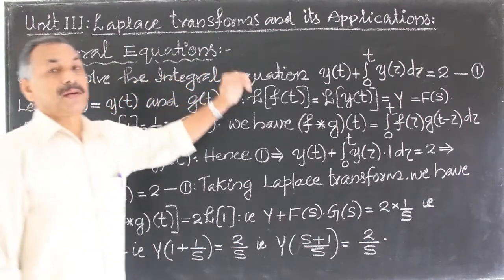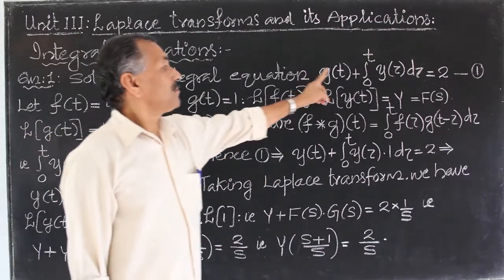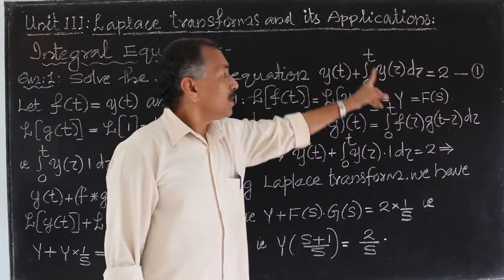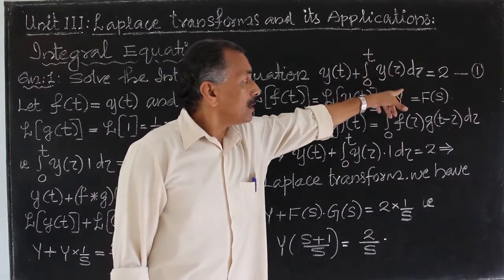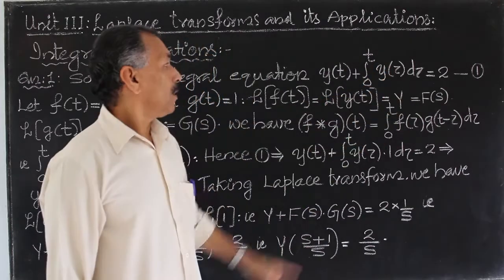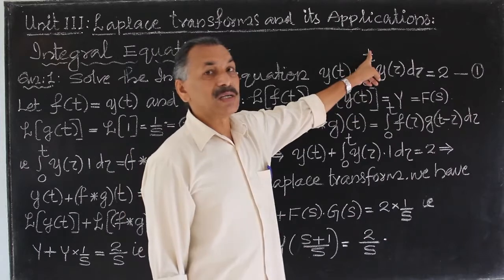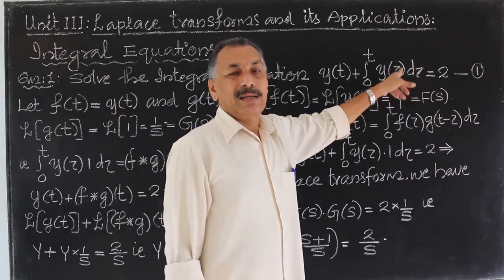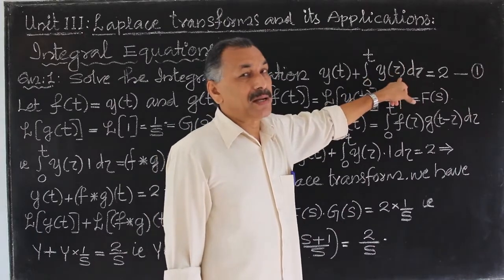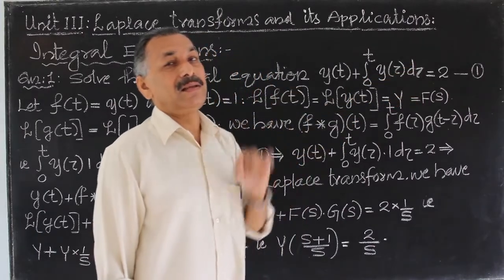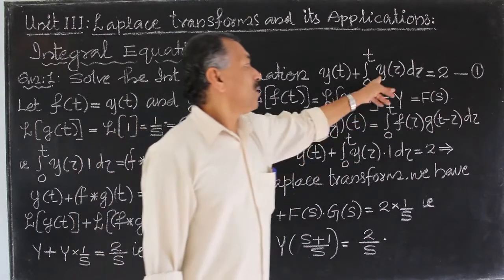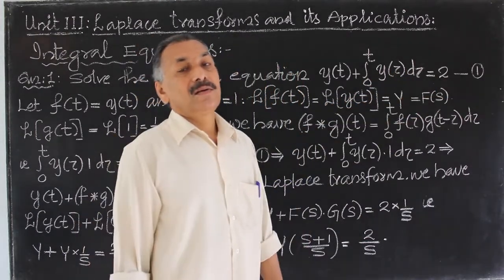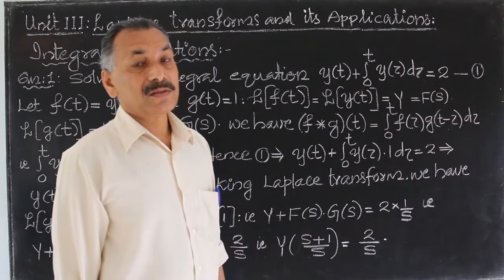Solve the integral equation y of t plus integral 0 to t y of tau d tau is equal to 2. Or y of t plus integral 0 to t y of z dz is equal to 2. The question paper will have this tau notation. Then how will you solve this?